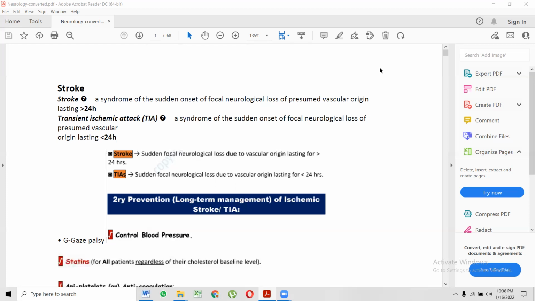If the symptoms or the blockage last less than 24 hours, then it is called transient ischemic attack. And if the blockage of the blood vessel lasts more than 24 hours, it is called stroke. If it's less than 24 hours, then it is called transient ischemic attack.